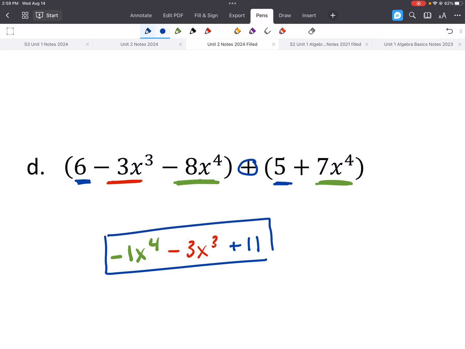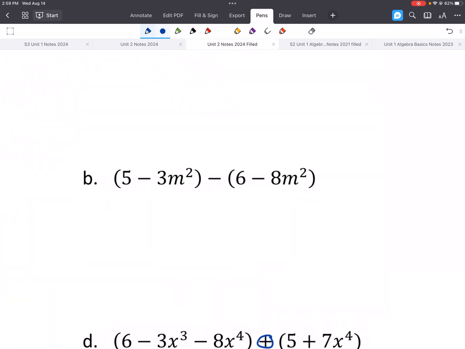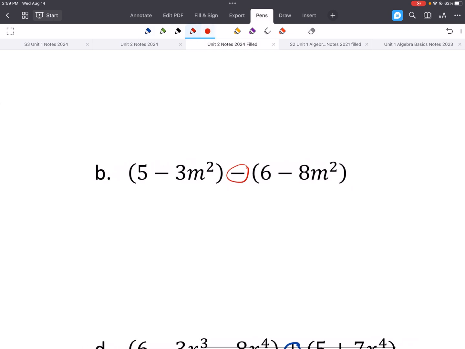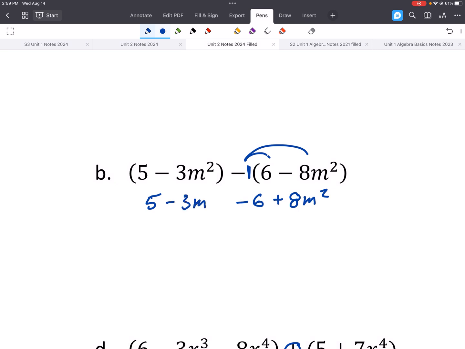Okay, now let's talk about subtraction. Okay, so if we are subtracting polynomials, you've got to be aware that we're subtracting everything that's in the second parenthesis. So that is the distributive property. We're going to take that negative 1, and we'll need to distribute it to both of the terms inside. So that would be negative 6, and then we'd have plus 8m squared. And then we'd still have the left side. It doesn't change, right? Okay? And then we'll just combine like terms.